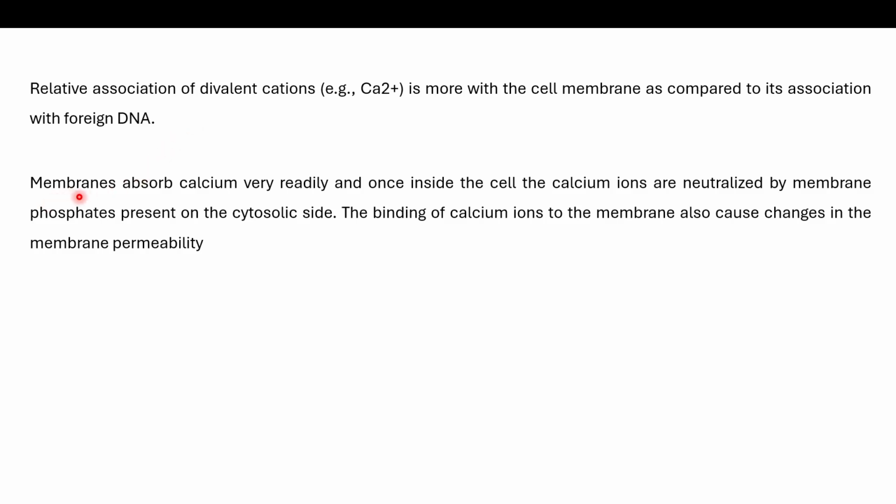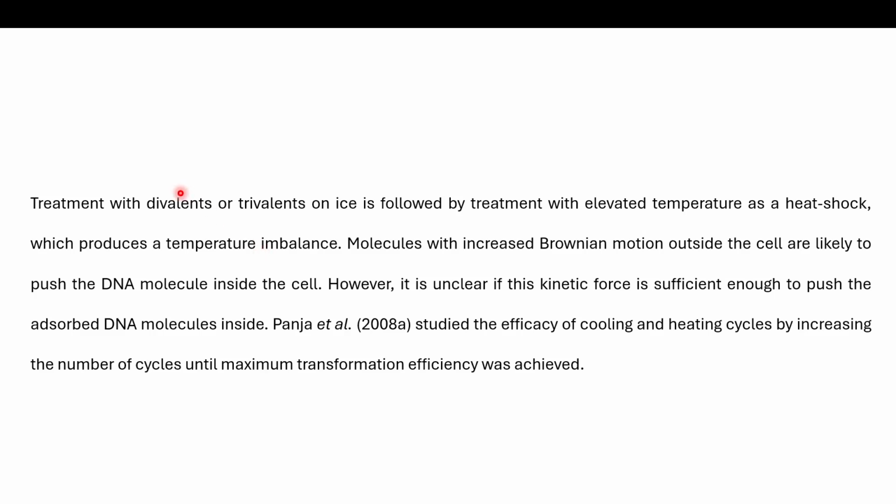Membranes can absorb calcium very readily, and once the calcium gets inside the cells, it can be neutralized by the membrane phosphates, like the phospholipids we were talking about, present on the cytosolic side. This is a lipid bilayer, so there is the cytoplasmic or cytosolic side, and there is the extracellular environment that the lipid moieties interact with. The binding of calcium ions to the membrane can also lead to changes in membrane permeability.